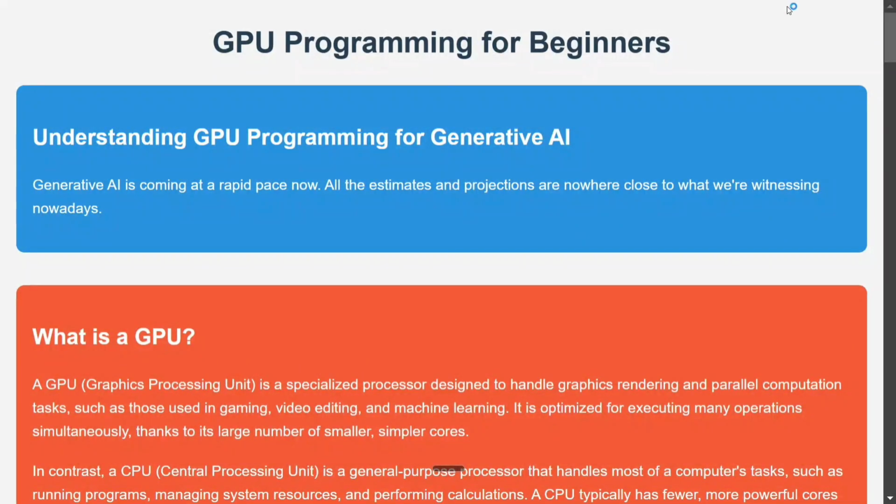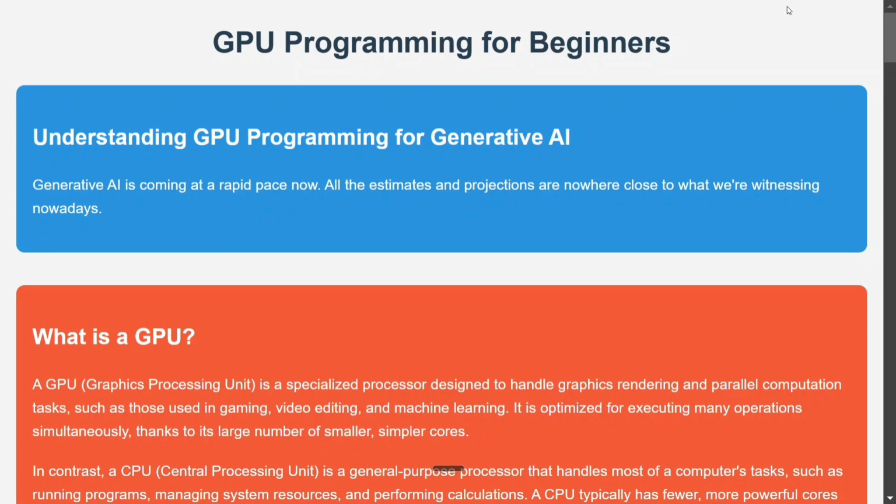So, hi everyone. From today onwards, we will be starting a new series on GPU programming for beginners, where we will start with the basics today, and then we will deep dive into CUDA computing and other stuff. As you must know by now, generative AI is here to stay, and in generative AI, GPU plays a huge role, and hence GPU programming becomes a must for everyone. So let's get started.